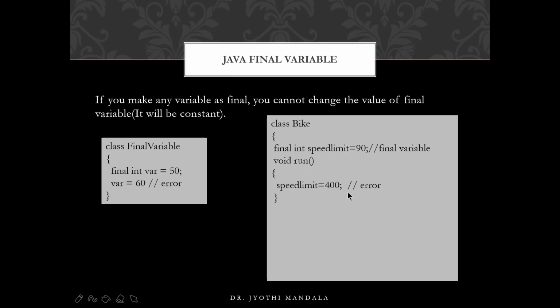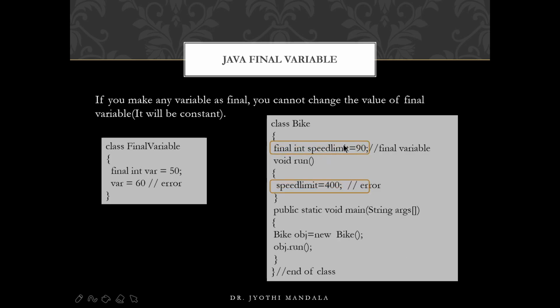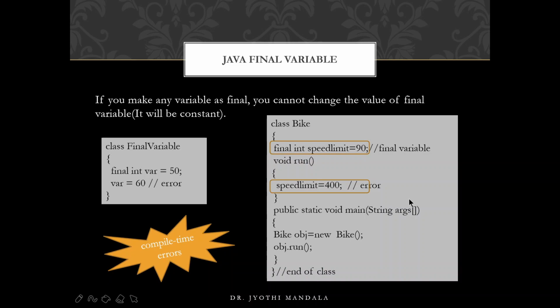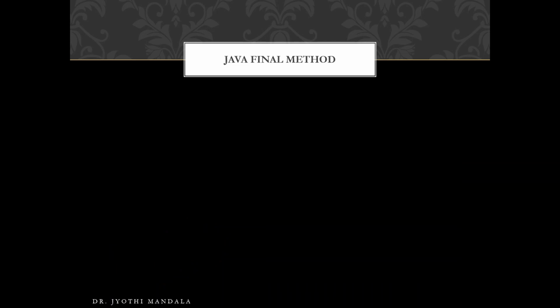If you try to change the value, you can observe here that in a method in the same class I am trying to change the value to 400. In that case it will throw an error. As the initialization of the variable speed limit has been preceded with the final keyword, whatever value you have given is fixed, and if you try to change it, it will give you a compile time error. So you need to understand that whenever a final keyword is connected with your variable, the value assigned to that variable is constant throughout the program. Right? So let us see the second way of connecting a final keyword, with a method.